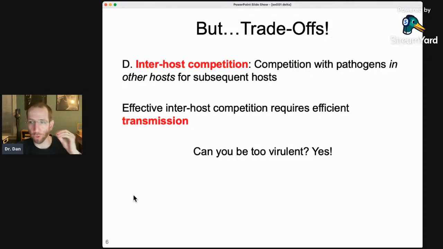If you are so good at competing for cells within your current host, you're a bull in a china shop. You burst out, you get to a new one, you burst out, you destroy a bunch of cells real fast. What happens if you kill your host before you actually encounter another potential host? What happens if you make your host so sick they never leave their house or they end up in the hospital? They don't encounter any other potential hosts. Are you going to spread efficiently through that population? Are you going to have effective inter-host competition? No, it's possible to be too virulent.